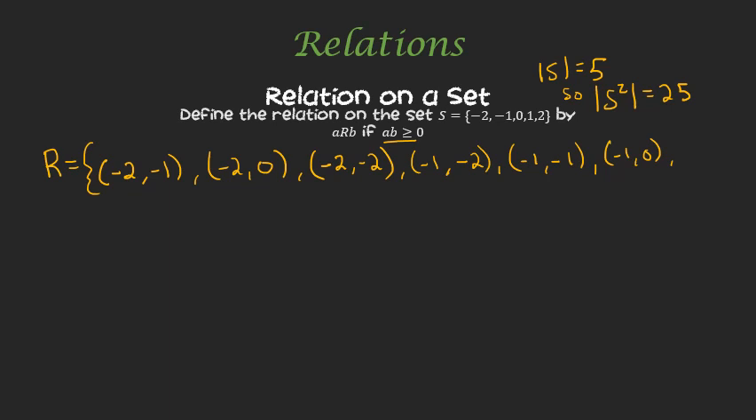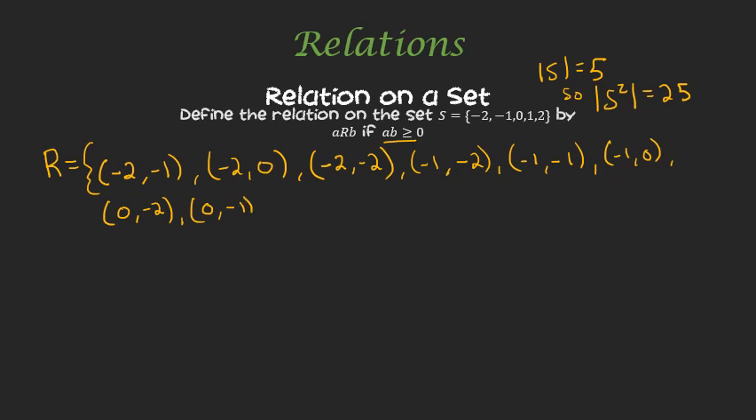And then what all is related to 0? So my rule here is that if the product of the two elements is greater than or equal to 0, they're related. Since the product of 0 and any other number is 0, that'll satisfy the condition. And so 0 should be related to every other element. So -2, sorry, I should say 0 is related to -2.